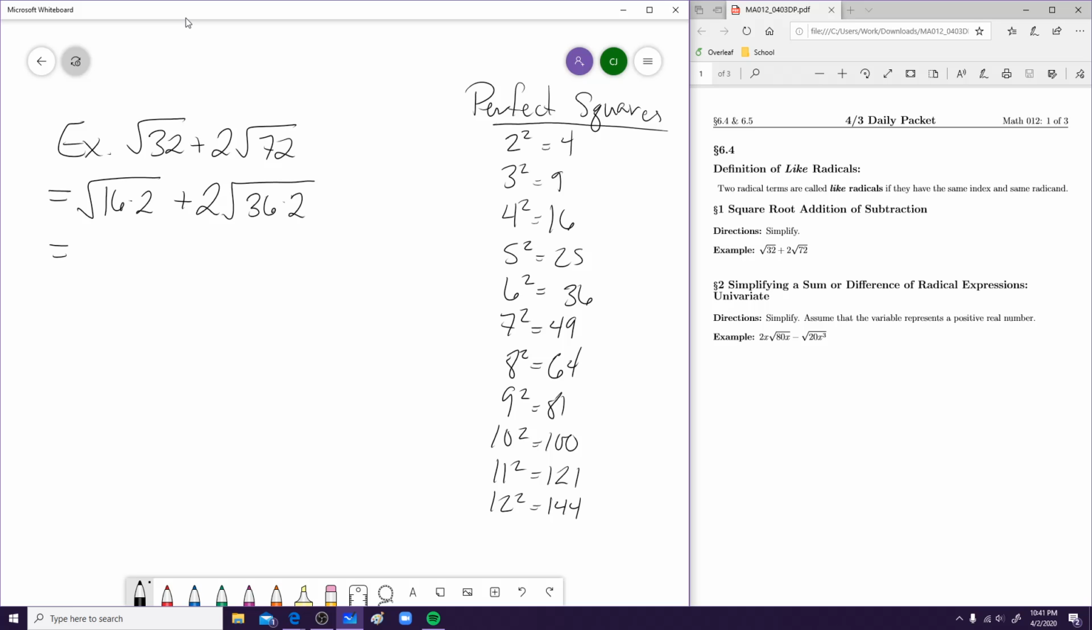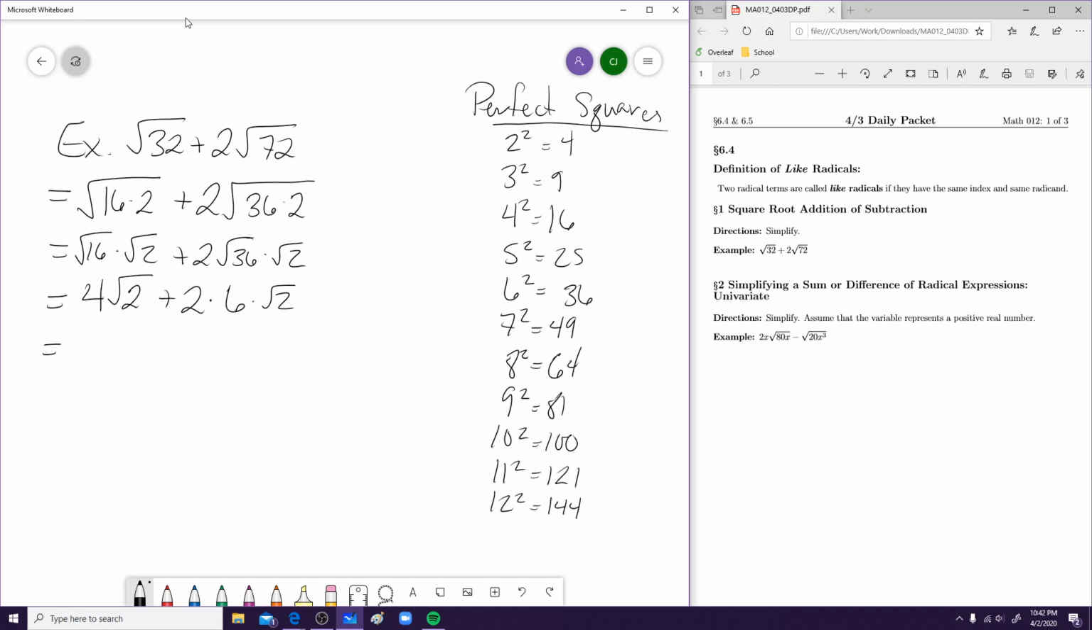And now let's use the multiplication property. The square root of 16 times 2 becomes the square root of 16 times the square root of 2. And this becomes the square root of 36 times the square root of 2. Right? And then now let's solve. The square root of 16 is 4, because 4 squared is 16. The square root of 2 is as reduced as it can get. And the square root of 36 is 6, because 6 squared is 36. And the square root of 2 is as simplified as it is.